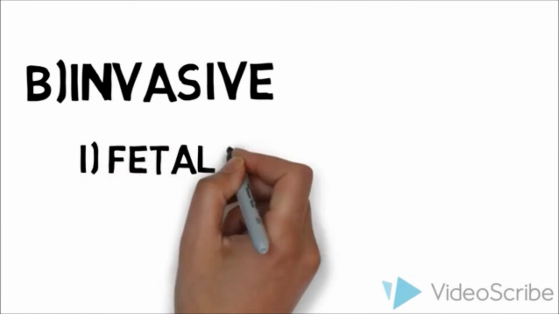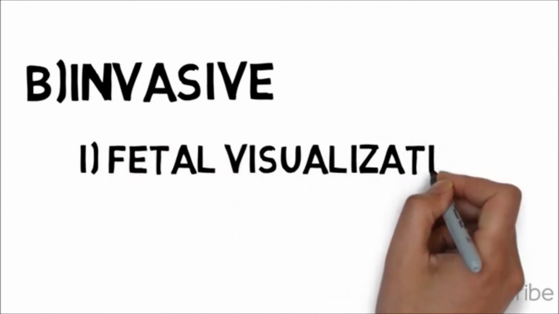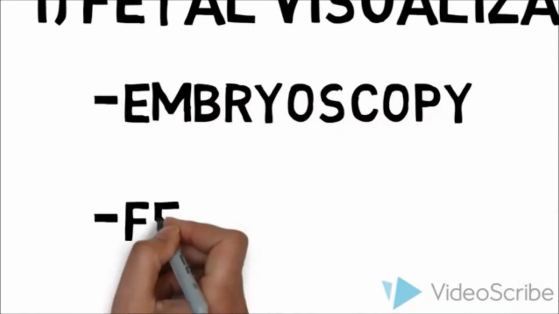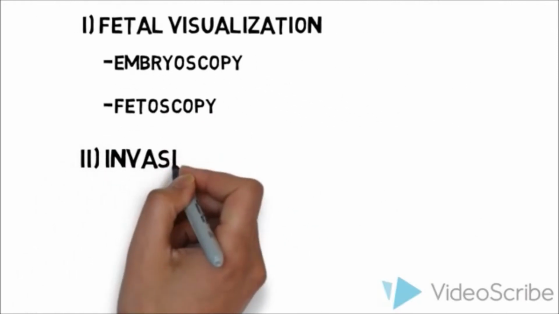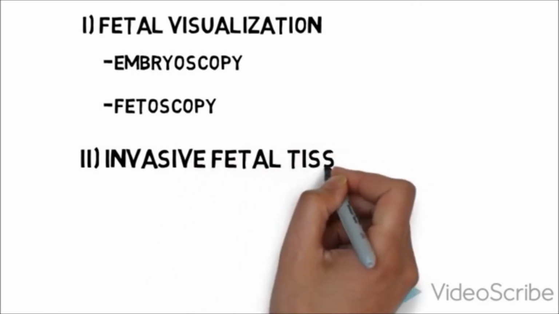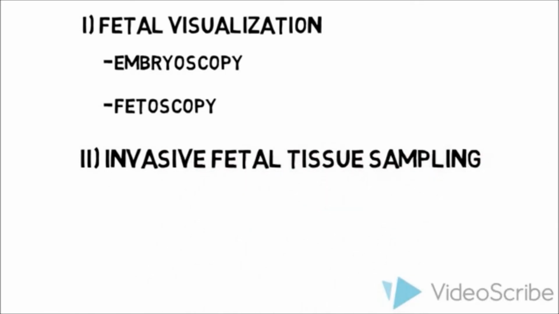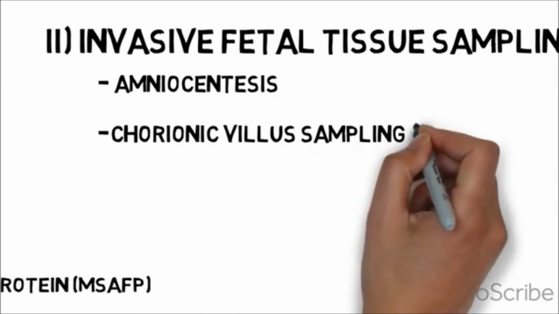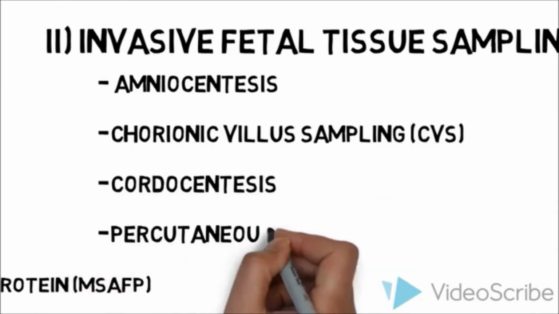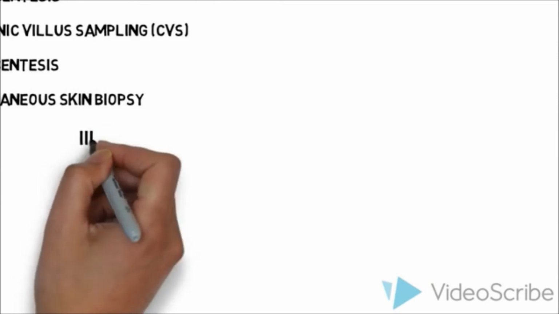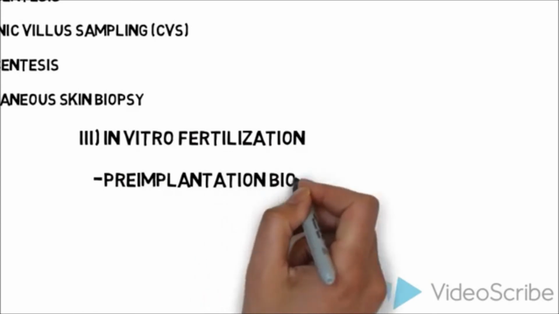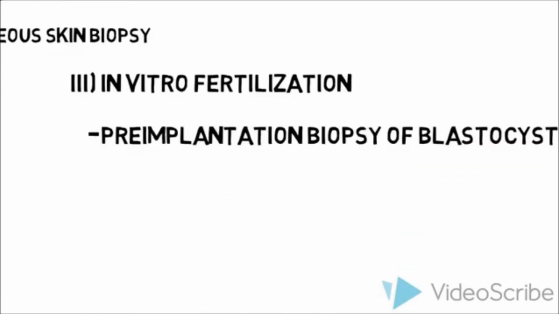So next, we proceed with the invasive technique. In this invasive technique, we do fetal visualization by using embryoscopy or fetoscopy. The next technique is called invasive fetal tissue sampling. In this technique, we can use amniocentesis, chorionic villus sampling, known as CVS, or cordocentesis, and also percutaneous skin biopsy. The third one is the in vitro fertilization technique. We can use pre-implantation biopsy from the blastocyst.